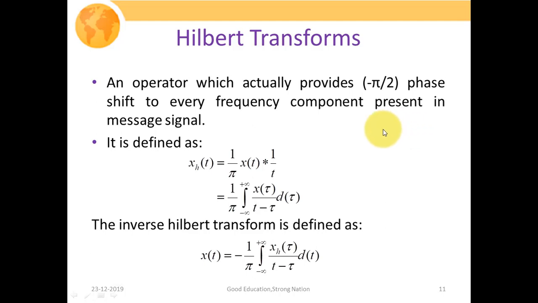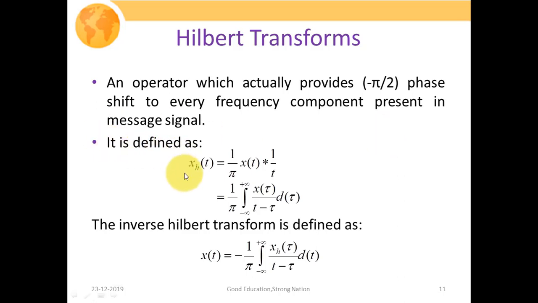in the message signal. In general, when we talk about transforms, we are converting our signal from one domain to another domain. The most commonly used transformations are Fourier transforms, frequency transforms, Laplace transforms. These are the transforms that we have already studied, and they convert our time domain signal to the frequency domain signal. But the Hilbert transform transforms a time domain signal to the same time domain signal.